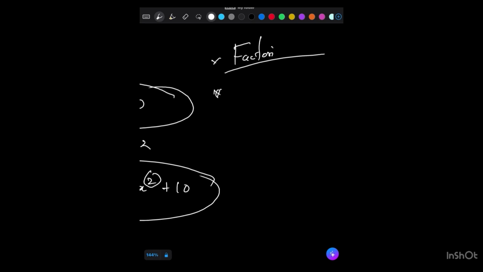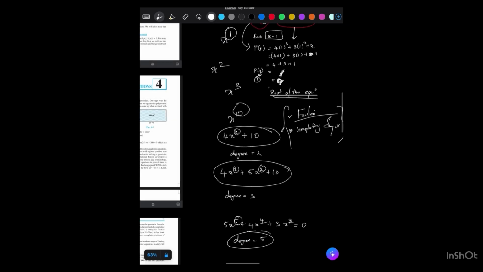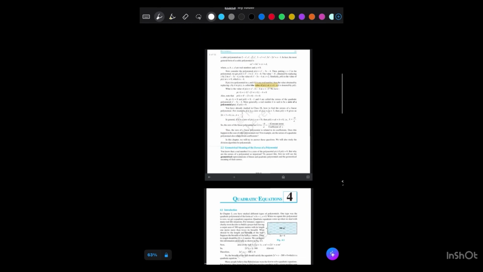For that only we are going to use the factorization method, then the completing square method. We are going to use these two methods only to find out that root, which number will give 0 to us. That is the only thing we are going to find out. I hope that you got the clarity about what we're going to study further, right?